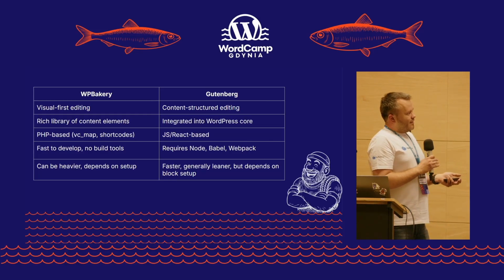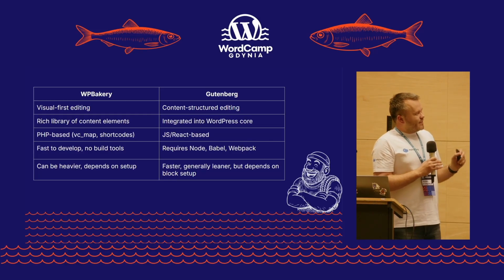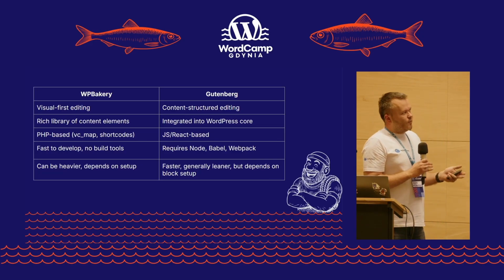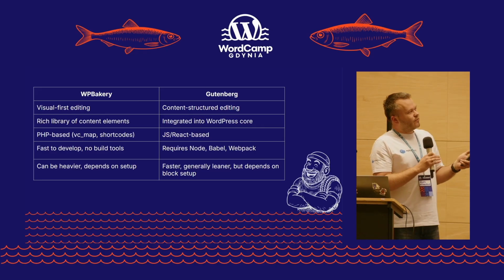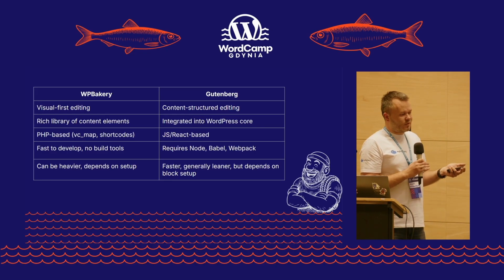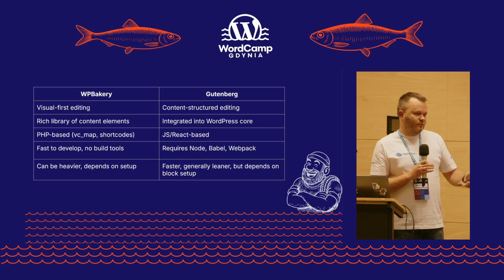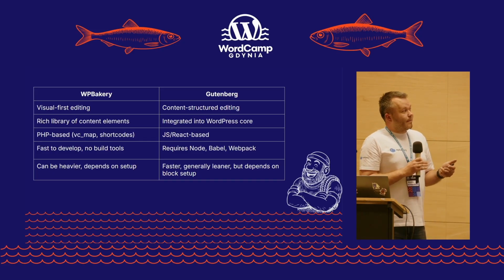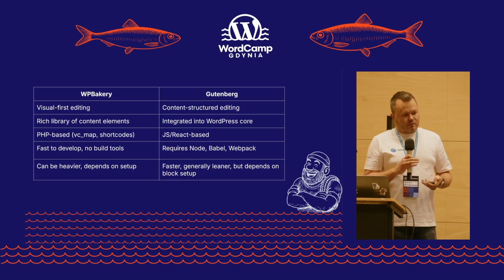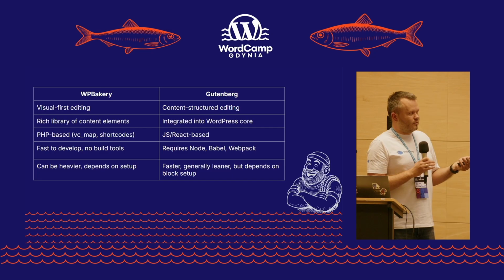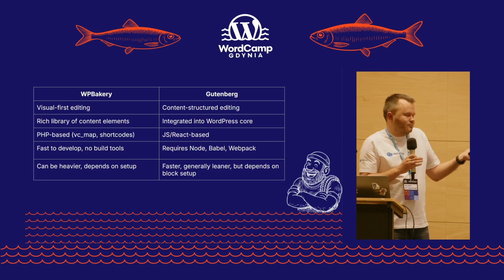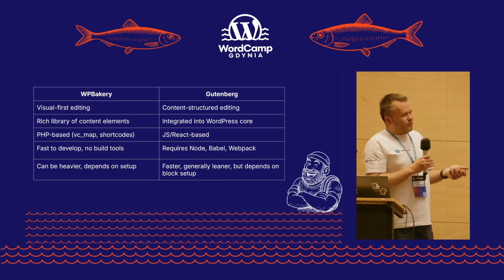The last point is maybe interesting. I wrote that Gutenberg is faster, generally leaner. Why so? As I said previously, Gutenberg comes with less complex elements and maybe less functionality than the builders are offering. Anyway, if you go with a third-party add-on or plugin, you can break the site and make it slow, so it can affect your web page.